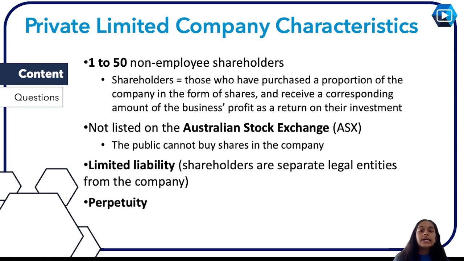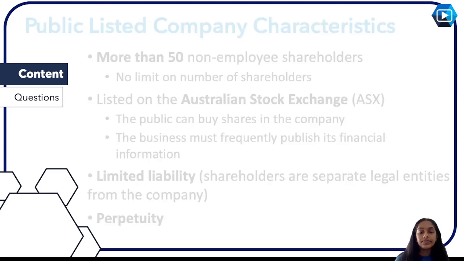The last dot point is that it has perpetuity, which just means that in the case of the original owners, if they leave the business or pass away potentially, the business can continue to operate. For example, with Apple, even though Steve Jobs, the original founder of Apple, no longer exists, Apple still continues to be one of the leading companies of the world today. The company can continue to operate regardless of who leaves or who enters the business.